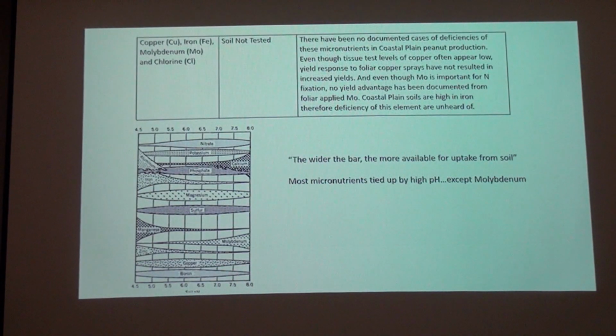And then I'll finish with micronutrients. Copper, iron, molybdenum, and chlorine. Copper comes up once in a while. Molybdenum is important for nitrogen fixation. So if you have a molybdenum problem, it should show up as a nitrogen problem. But we have not had any really confirmed issues and problems with these micronutrients. They should be really rare.